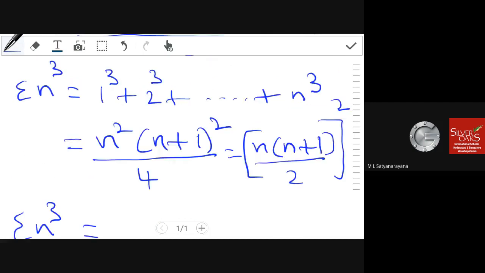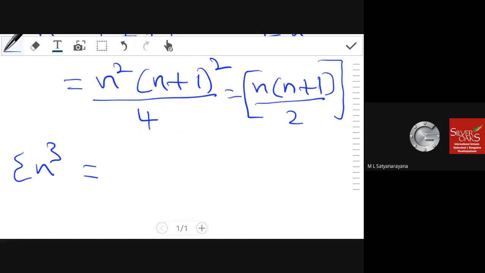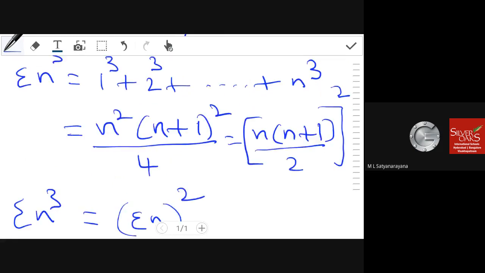See here, sigma n cube can be written as, this is nothing but sigma n. This part is sigma n. So this can be written as sigma n whole square. Sigma n cube is sigma n whole square. Now let me tell you one thing.